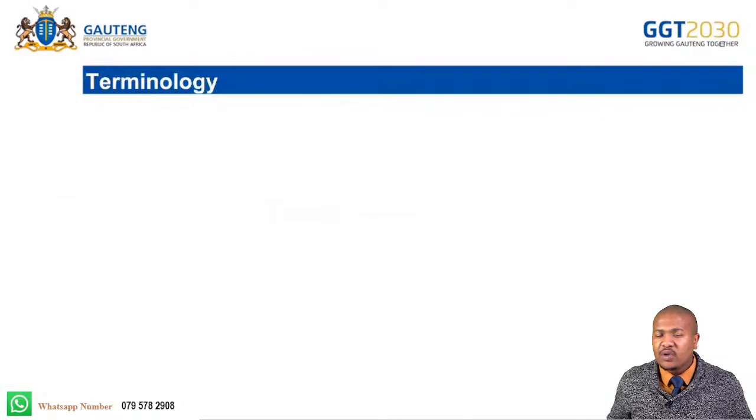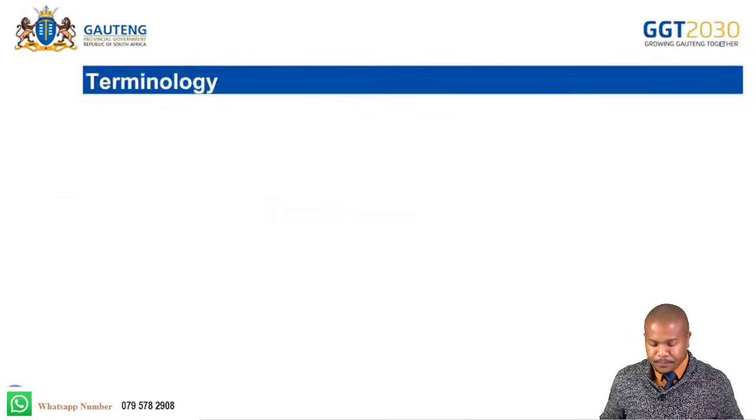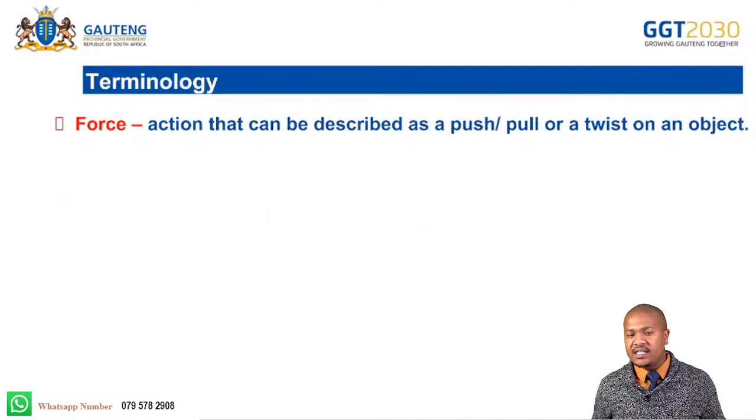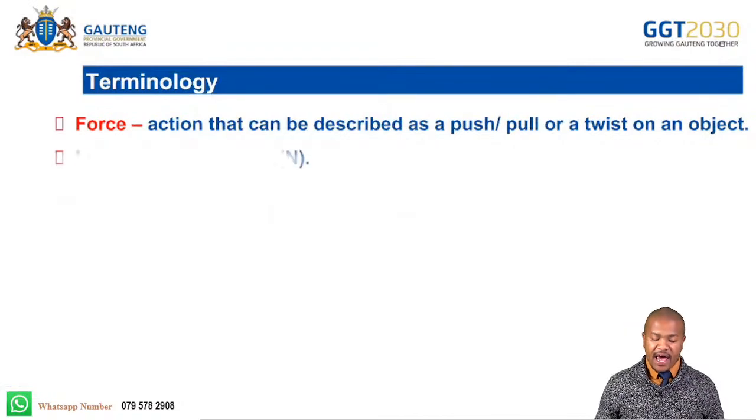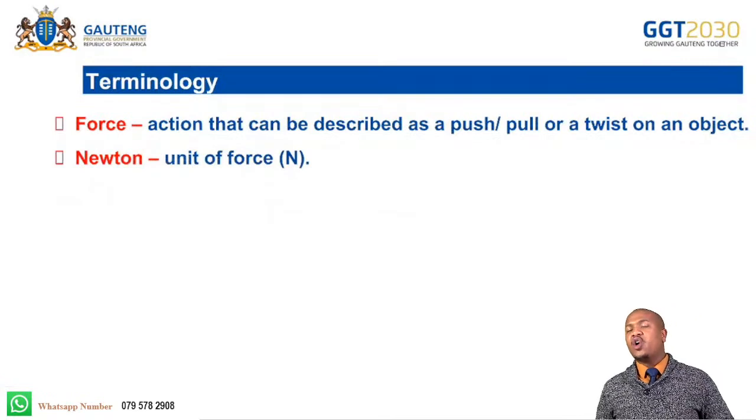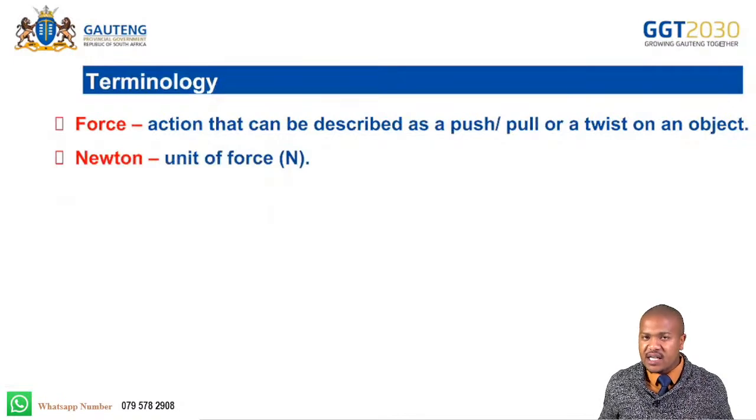Now let's look at the important terms in this lesson. The first term is force. A force is an action that can be described as a push or a pull, as well as a twist on an object. When you are pushing or pulling on an object, you are applying force. Then we have Newton. Newton is the unit of measurement for force, and its symbol is N.